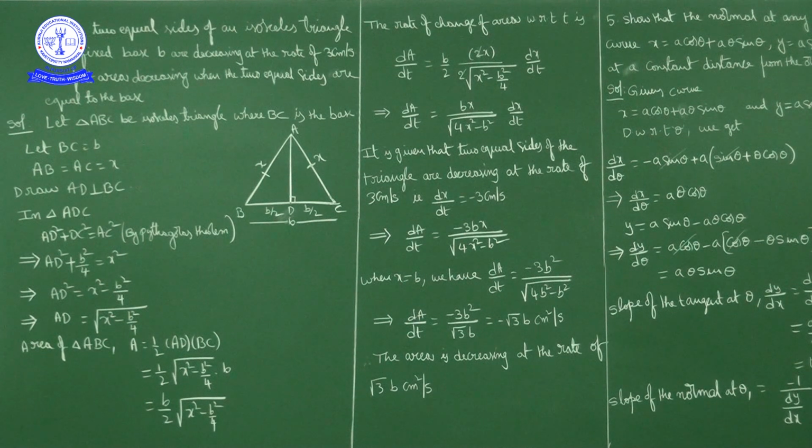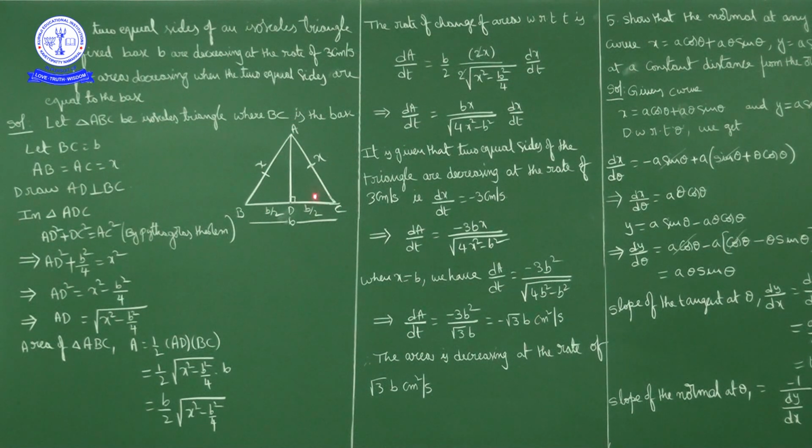Now in a right angle triangle, the sum of squares of two sides is equal to the square of the hypotenuse. By Pythagoras theorem, AD square plus DC square is equal to AC square. DC is b by 2, so DC square is b by 2 whole square, nothing but b square by 4. The hypotenuse AC is x, so its square is x square.